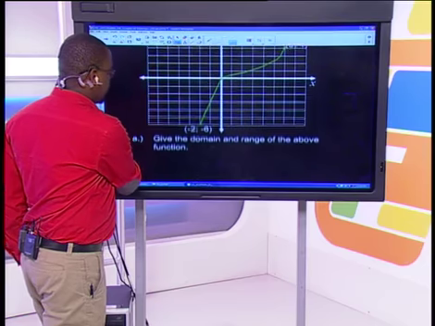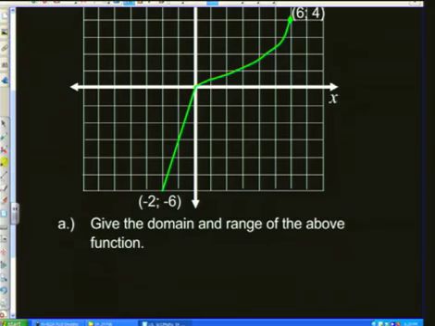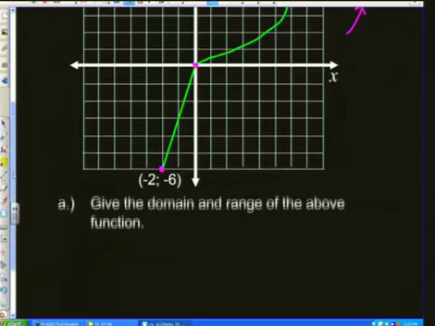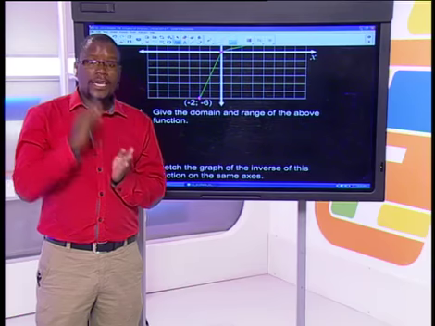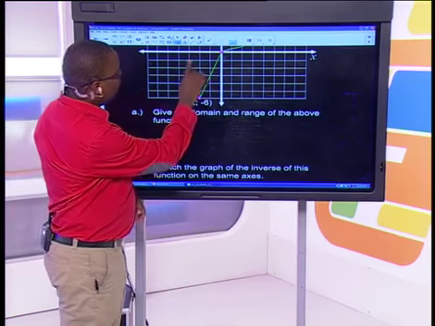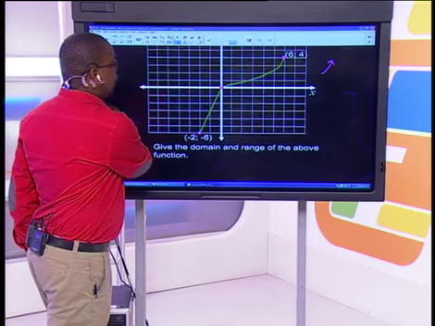Question 3. Now, you're given, okay, guys at home, this is a straight line up to your origin. And this looks like an exponential one. But then we've got 6 and 4, and it stops there. So it stops. You've got to give the domain and the range of the above function. So guys, can you see it's starting at minus 2. So when x is minus 2, and it goes up through the origin and up to when x is 6.